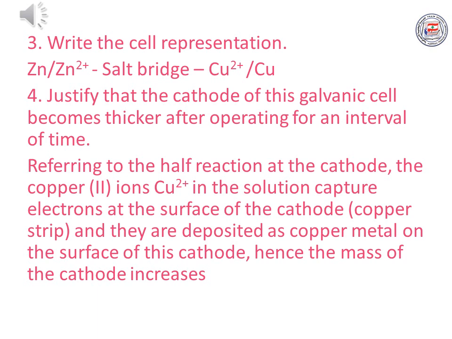Write the cell representation. We start with the anode: Zn | Zn2+ || Cu2+ | Cu, with the salt bridge in the middle. Number 4. Justify that the cathode of this galvanic cell becomes thicker after operating for an interval of time.